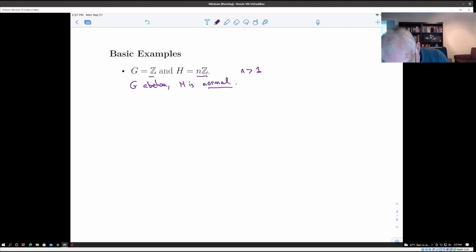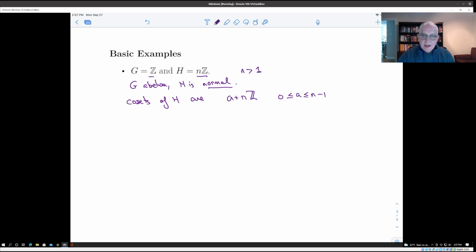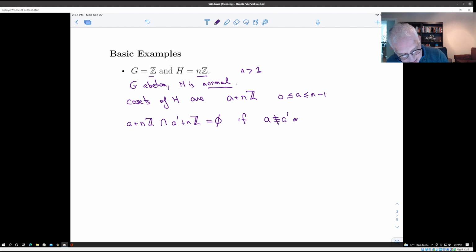The cosets of H are of the form a plus nZ for a between 0 and n minus 1. We worked this out back in the section on cosets. The point is that a plus nZ intersect a' plus nZ is the empty set if a is not congruent to a' mod n.